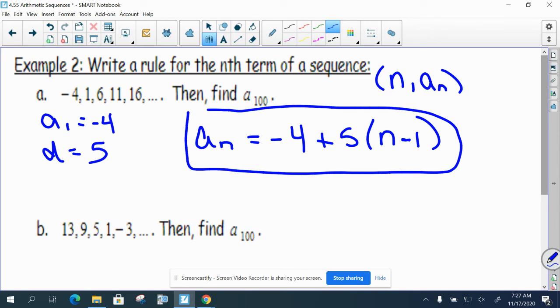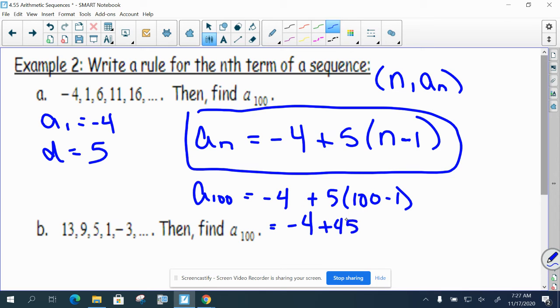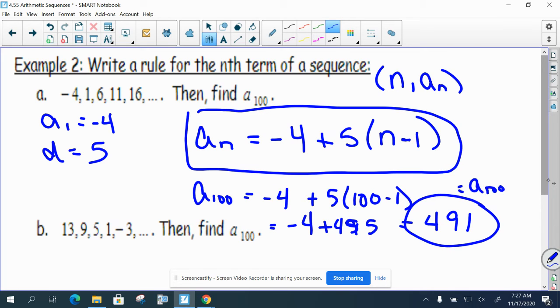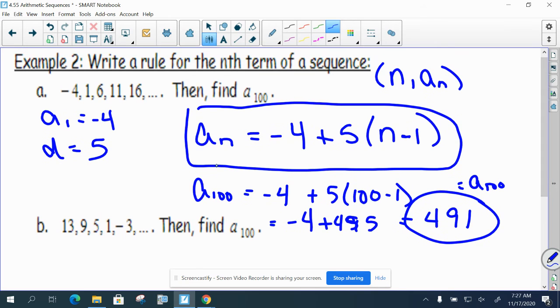And then, in order to find the 100th term, you would say a sub 100, and you're going to plug in 100 for n. So -4 plus 5 times 100 minus 1. This is going to be 99. And then 99 times 5 is 495. And then -4 plus 495 would be 491. So that would be the 100th term. So when the x is 100, the y is 491.